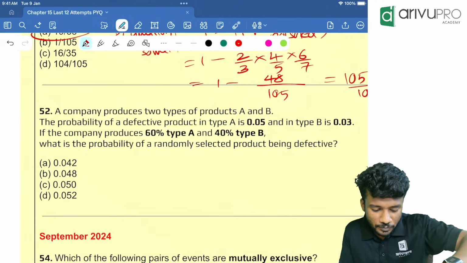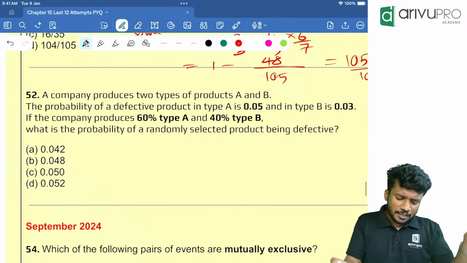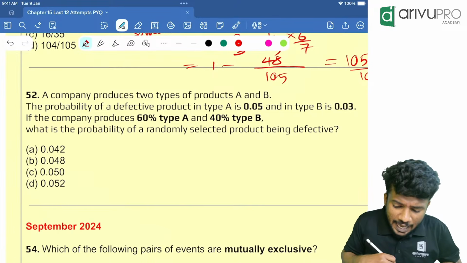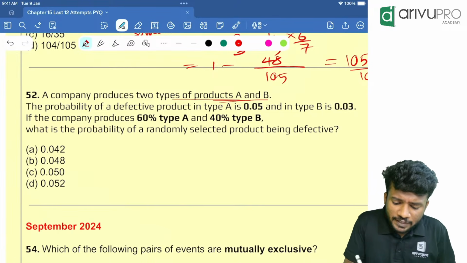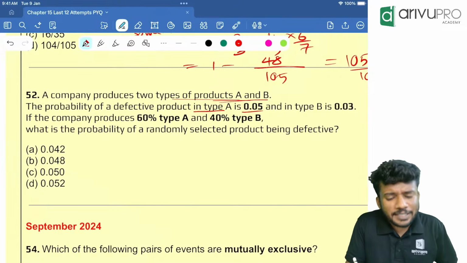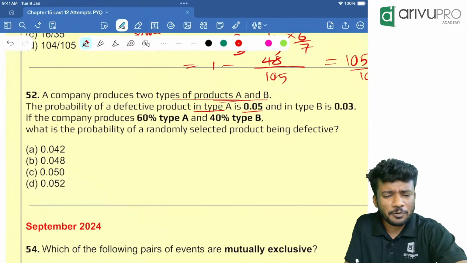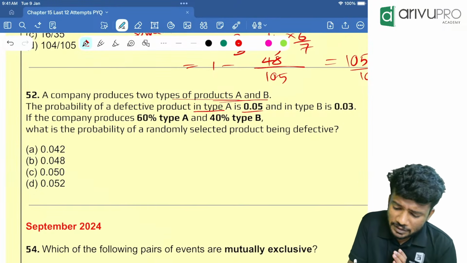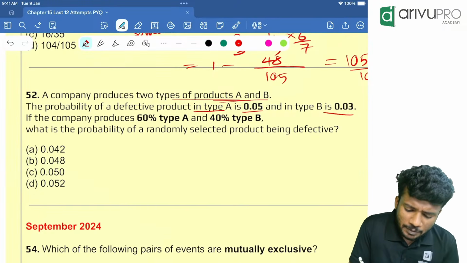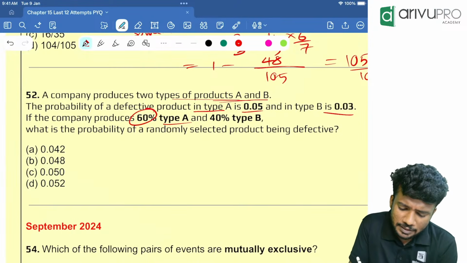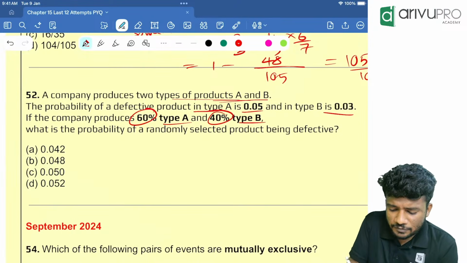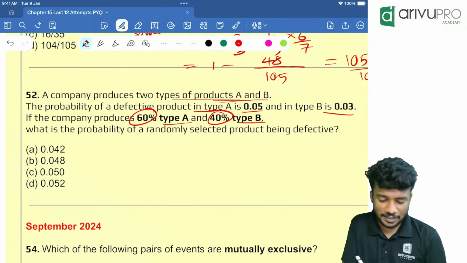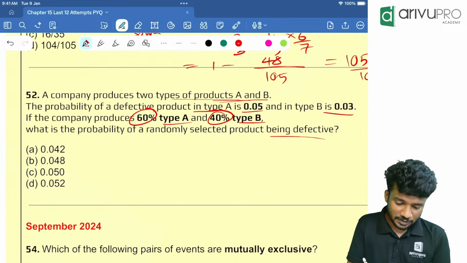Next one. A company produces, a repeated question. A company produces two types of products, A and B. The probability of a defective product A is 0.05. Type B, the defective is 0.03. If the company produces 60% of type A and 40% of type B, what is the probability of a randomly selected product being defective? Very easy. People, being defective is the question.